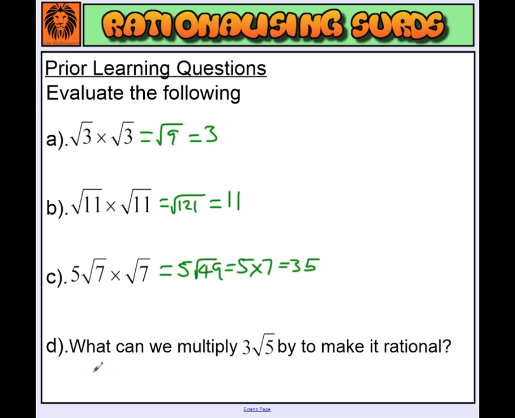Looking at question D, we have to see what we can multiply 3 root 5 by to make it rational. Now looking at previous questions, we can see that we started off with irrational numbers, multiplied them by something, and equaled a rational number. So with 3 root 5, we need to multiply this by root 5. This will simplify to 15. Now, I want you to use this idea throughout the video.